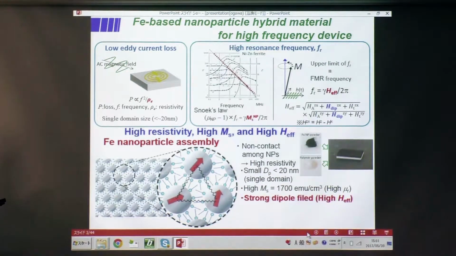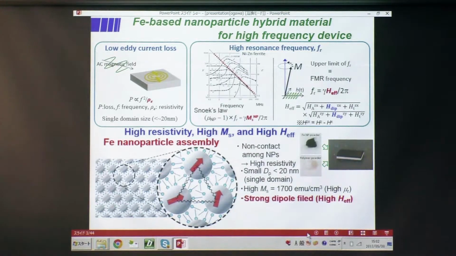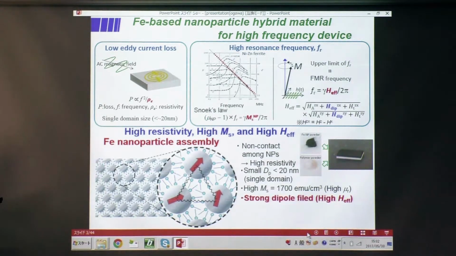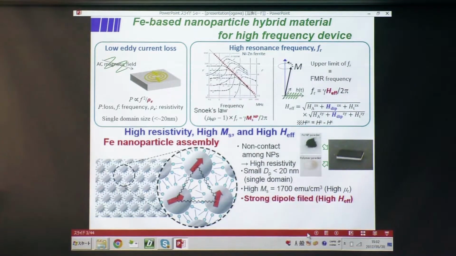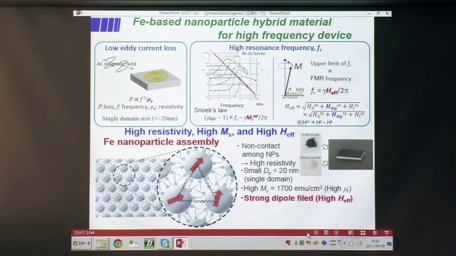The permeability and the magnetic resonance frequency are expressed like this equation. That means for high frequency use, high saturation magnetization is needed. So for satisfying these properties, we have proposed the iron nanoparticle assembly like this picture.